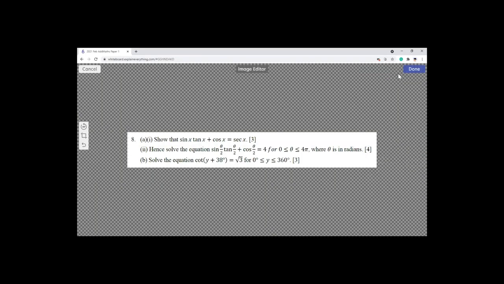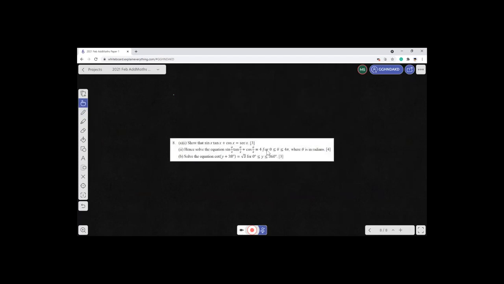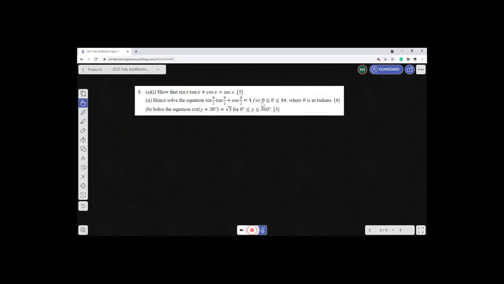Okay, talk about question 8. It's trigonometry, and this kind of question is always asked in the exam. So you can't run, you have to know how to do. So for example, A1, sin x tan x cos x, plus cos x equal to sec x.